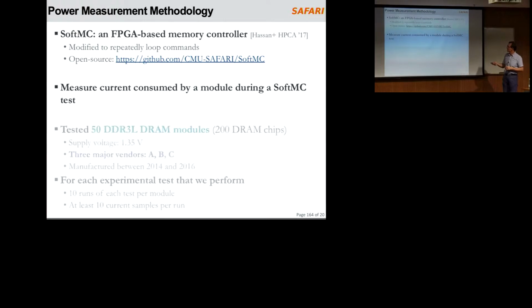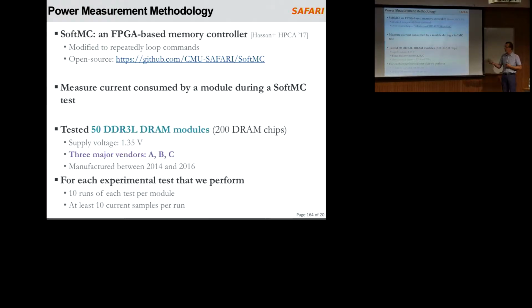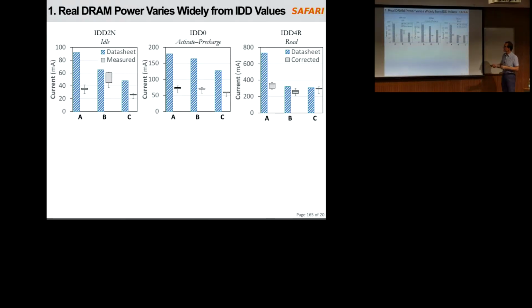So basically, we extended the infrastructure, and we tested about 50 DDR3L DRAM modules. We still cannot test LPDDR4 in this infrastructure. We tested modules from 3 major vendors manufactured between these years. And we did a bunch of experimental tests to see how power is consumed in current DRAM. The first question is, how reliable are the datasheet values that the manufacturers provide in DRAM? And the answer is they're not reliable. There's a huge variation from the datasheet values. So this is the first conclusion.